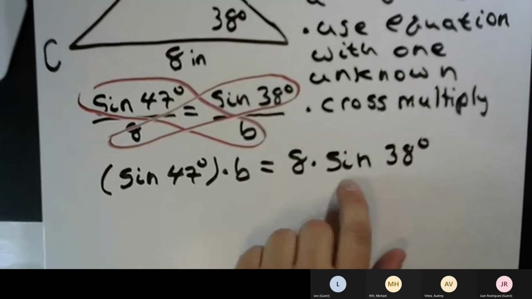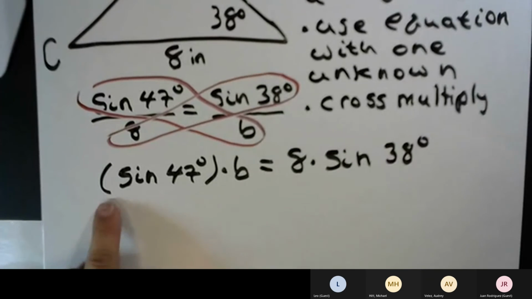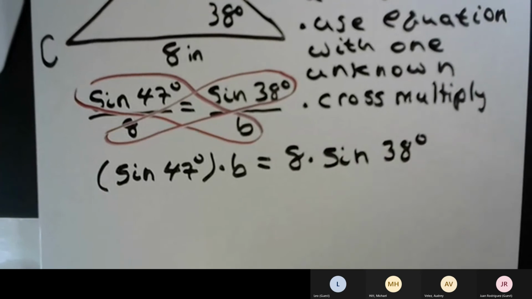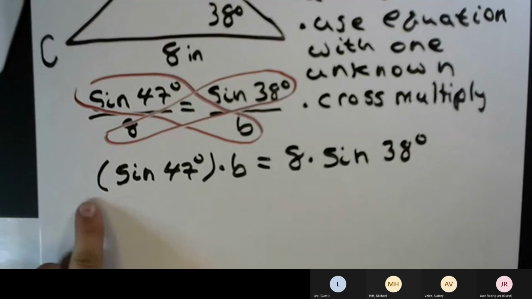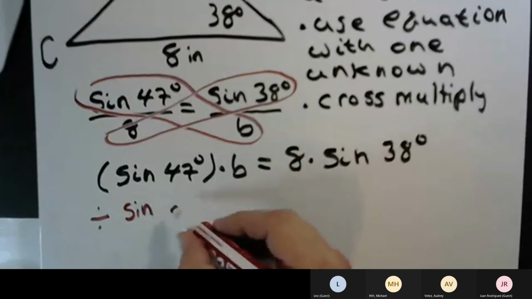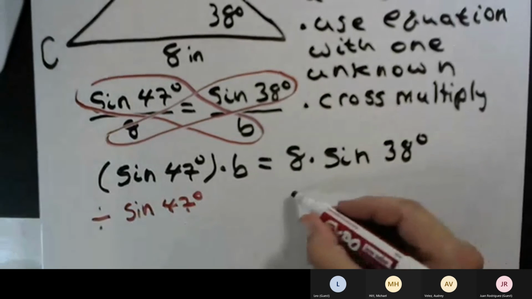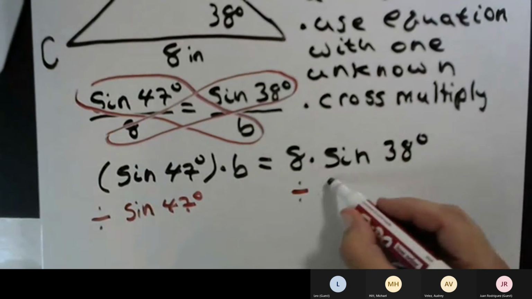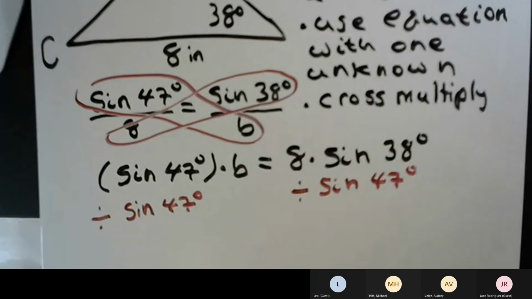Now, the sine of 38 and the sine of 47 are just numbers. They're going to be some long decimal numbers, but they're just numbers. It's sort of a fancy way of expressing it. We still want to get b by itself. It's being multiplied by this number, so to cancel it, we're going to divide by that number. This entire thing symbolizes a number, and we're going to divide the entire side by the sine of 47 degrees.